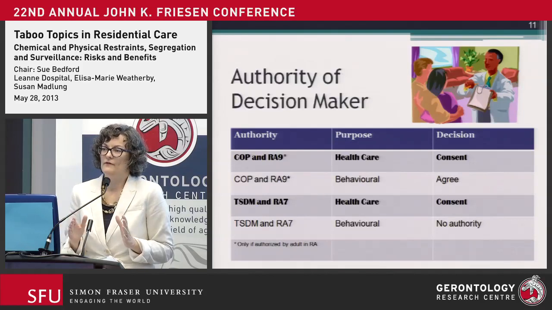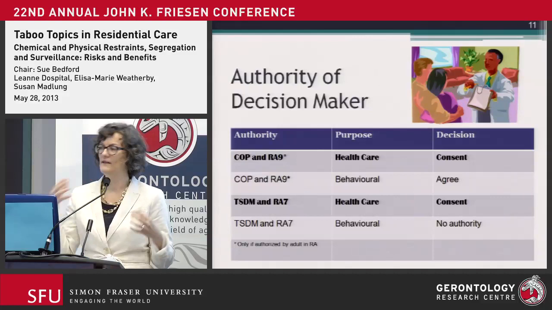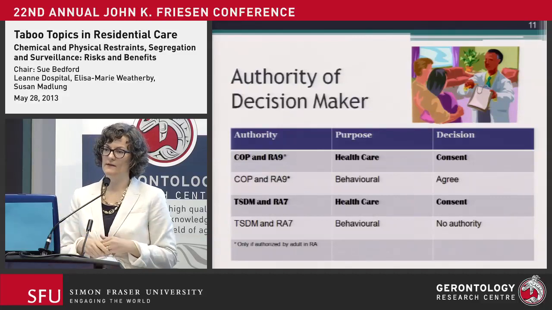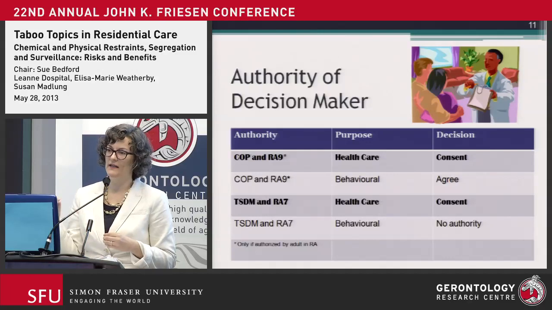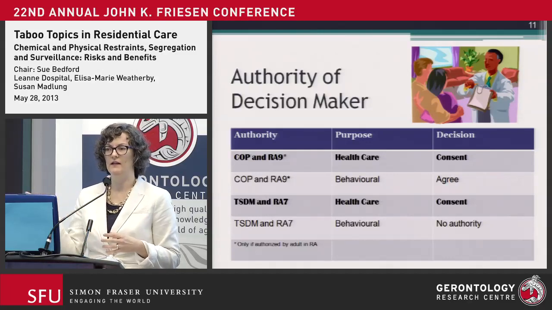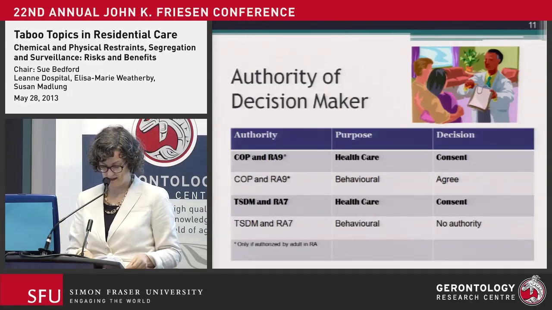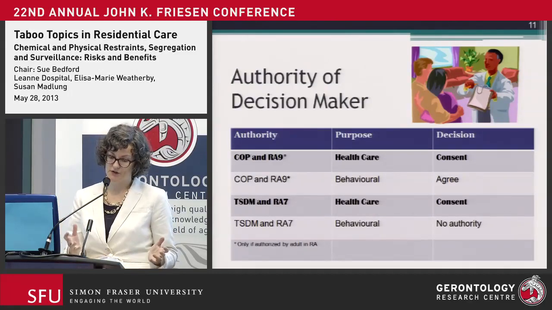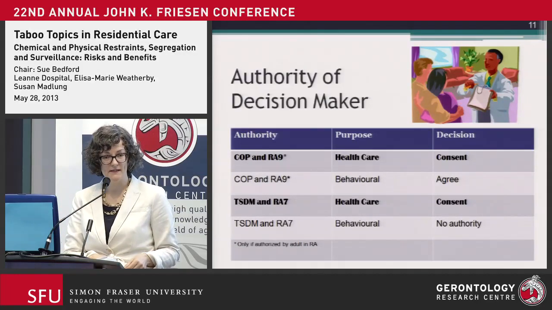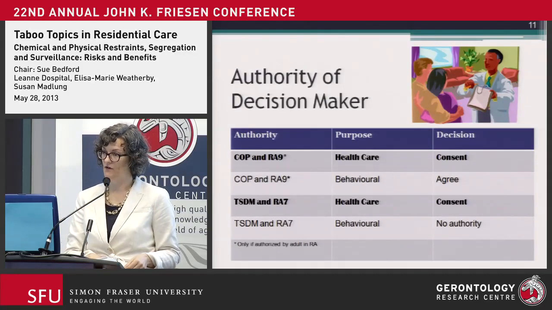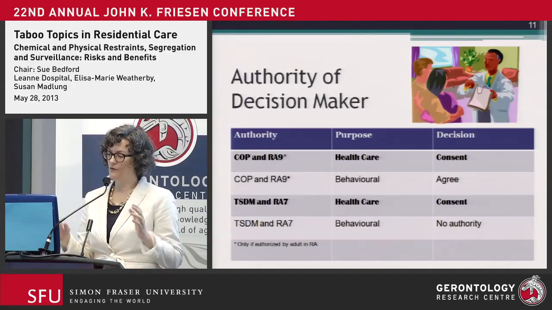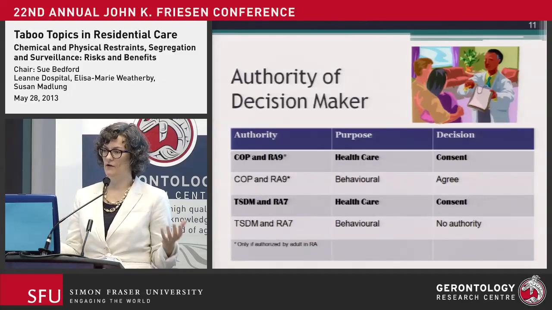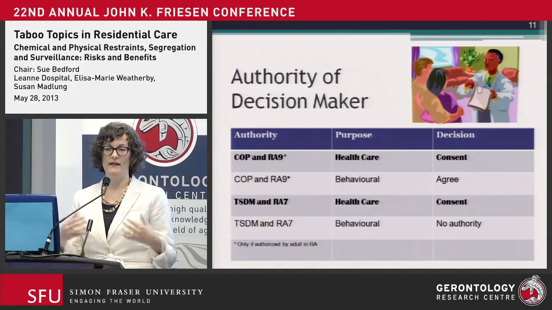So if a restraint is specific to healthcare purposes, specific to a medical treatment, any one of these substitute decision makers can consent to it because it's specific to healthcare. Where it gets tricky is when it's under the residential care regulation, and what it says under the regulation is that restraints may be used in an emergency, and when there is agreement in writing by a person, parent, or representative, and the responsible medical or nurse practitioner. So for a committee of person, they can agree to a behavioral restraint, or they can consent to a healthcare restraint.